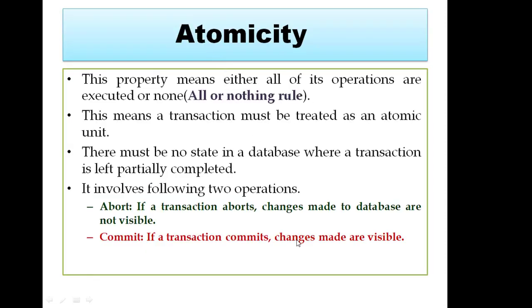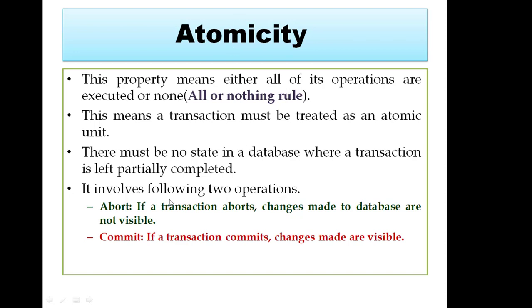Atomicity. This property means either all of its operations are executed or none. That is the all or nothing rule. Here the transaction should be treated as an atomic unit. You know, atomic means one unit. There must not be any state in the database where a transaction is left partially completed. So partial completion is not allowed under atomicity.